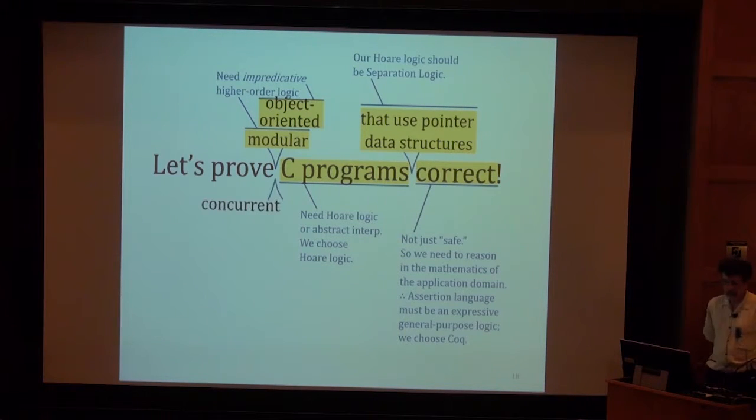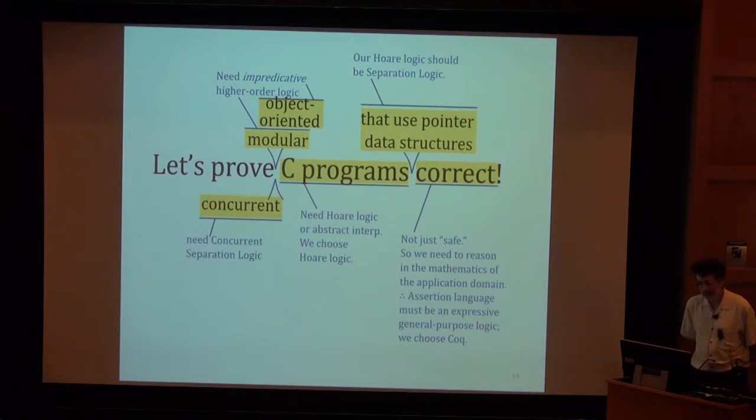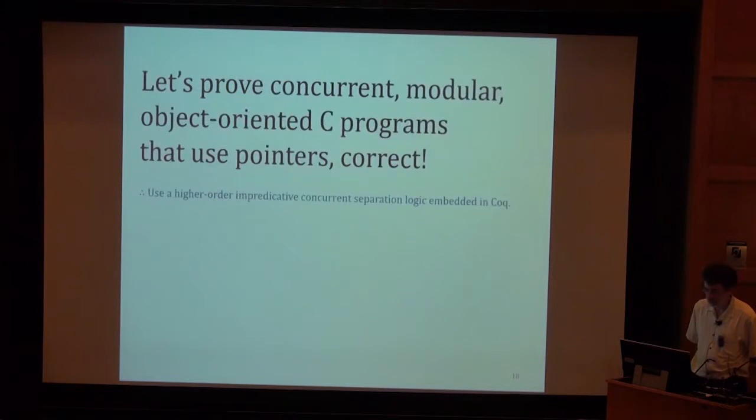All right, and they should be concurrent C programs. This is the 21st century. All of our computers are multi-core. I don't know, there's probably a multi-core computer in this presentation remote. And so we need shared memory concurrent programs. And for that, we need concurrent separation logic. But that's all right. Separation logic does quite well in concurrency. So let's prove concurrent modular object-oriented C programs that use pointers correct.